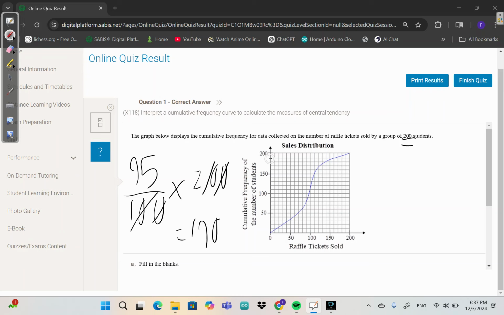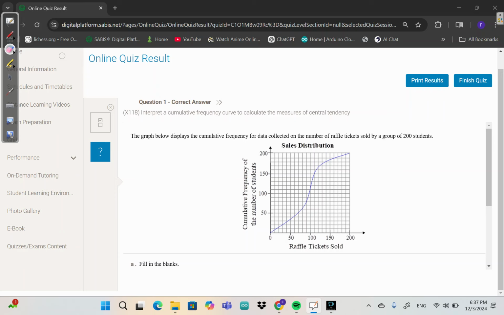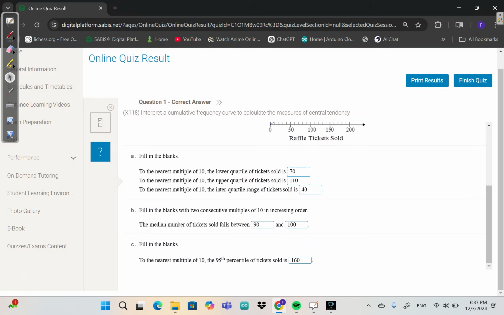So we go to 190 here, which is one block below 200, since each block is 10. And we draw a straight line. We see where it intersects this blue drawn line, and then we go down. We see that it's one block after 150, which is 160. And that's our answer. That's the 95th percentile, 160.